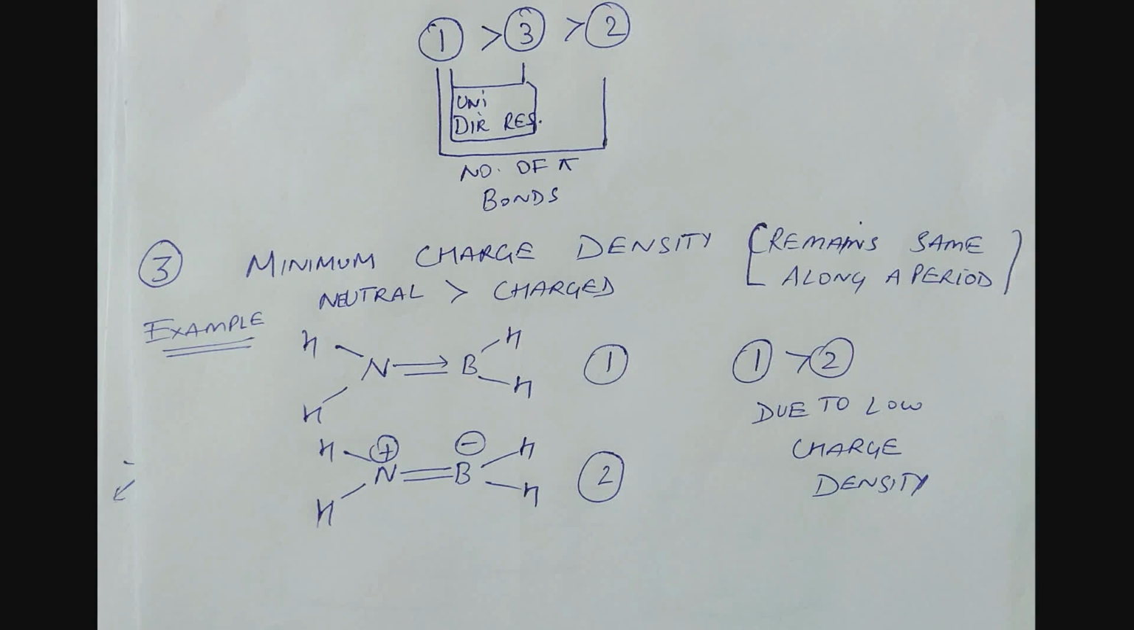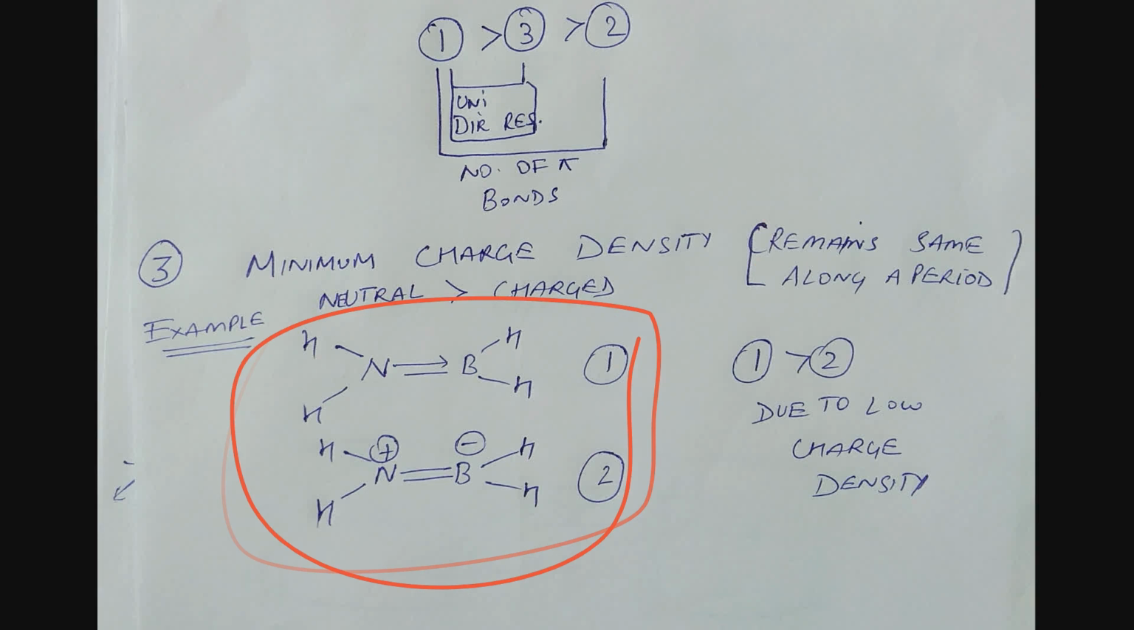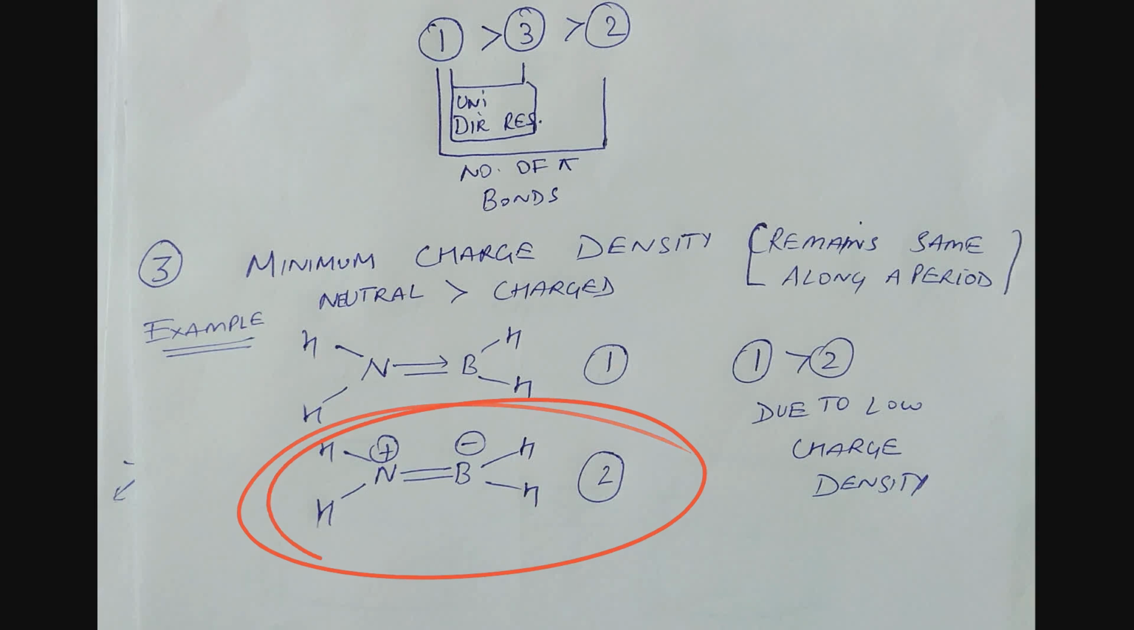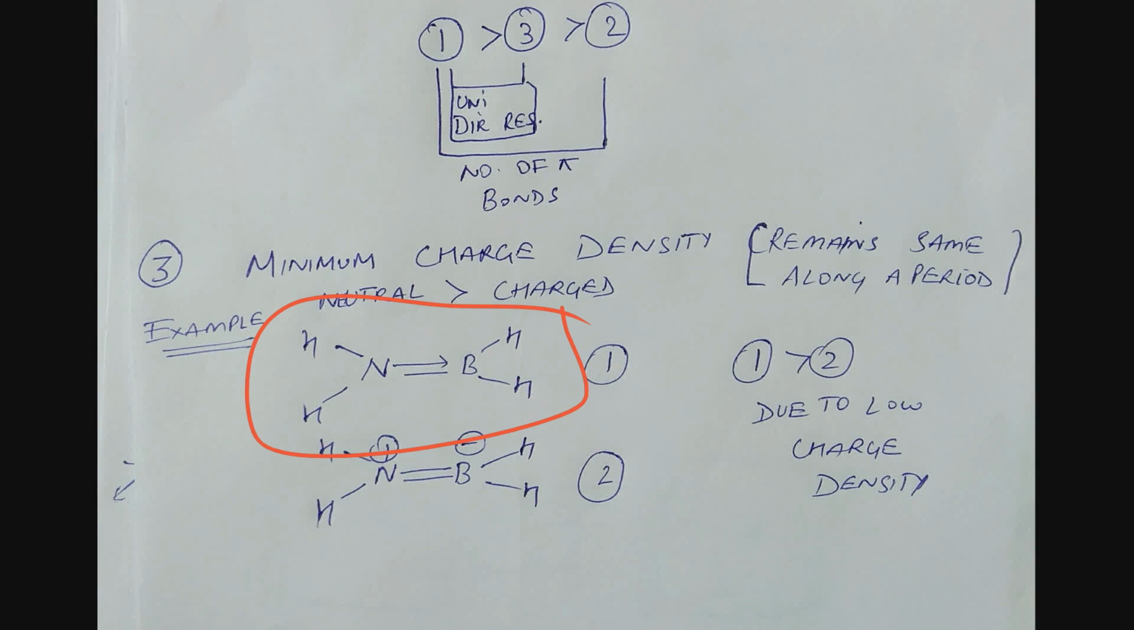Now our third rule is that the contributing structure should have minimum charge density. First of all, the charge density is the same along a period. This we have to keep in mind, and in the example we can easily see that there is one molecule which is not charged and a second molecule which is charged. So if we have a contributing structure which has no charge at all, meaning there is no polarization or charge, that is more stable. That is what I have written here. So the first will be more stable than the second.